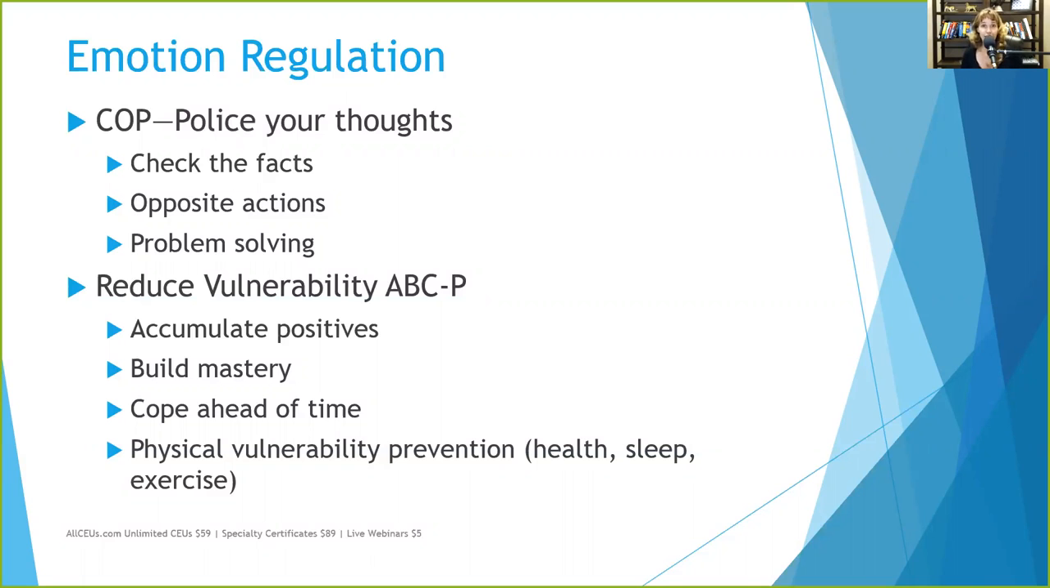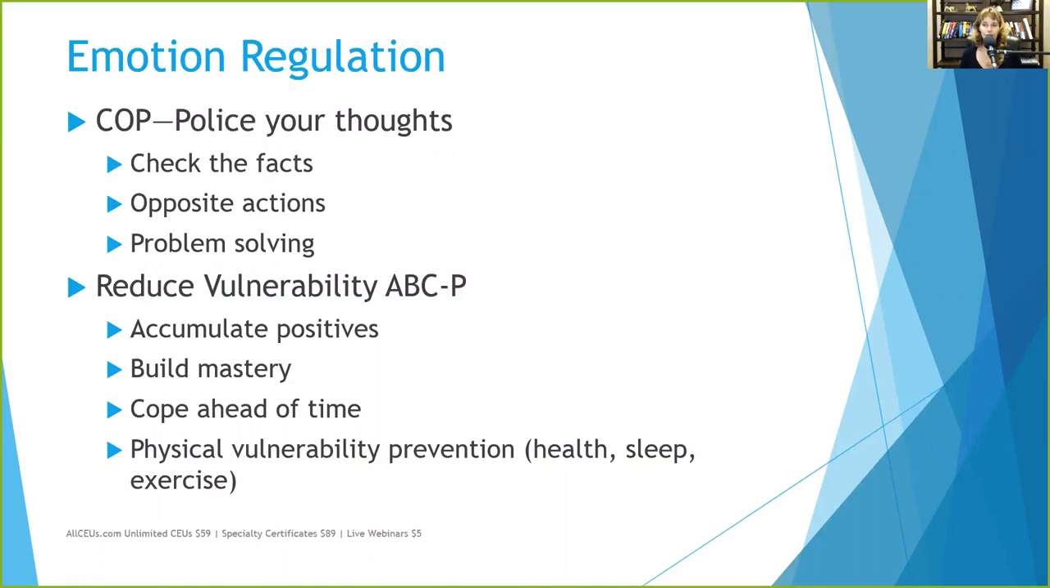Build mastery. So you have mastery of the skills you need to deal with the emotional distress and upset. Cope ahead of time. Plan for distressing situations. If you're getting ready to go in for an annual evaluation and those things stress you out to no end, rehearse it ahead of time. Plan on coping ahead of time. Figure out how you're going to react if it goes bad. Figure out how you're going to react if it goes good. Figure out how you're going to cope.